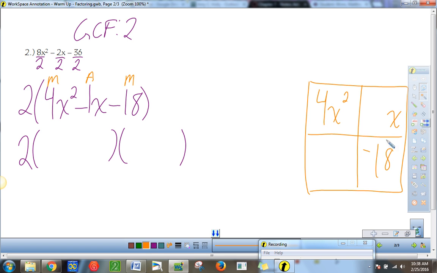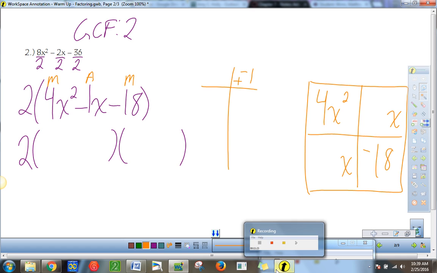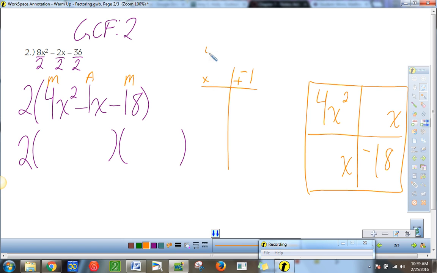We already know that you have to put an x here and here, right? So we want numbers that do what two things? Add up to negative 1. They're going to add up to give you a negative 1, and multiply to give you whatever 4 times negative 18 is. 72. And it's a negative 72, right?